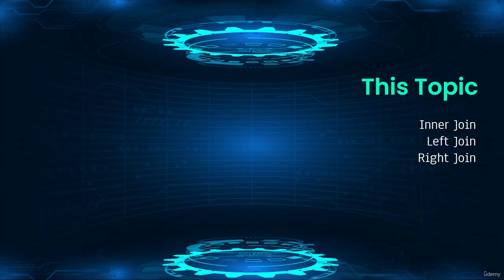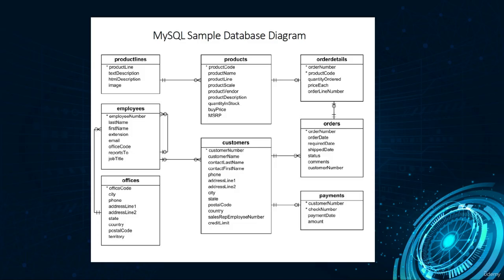Welcome back everyone. So this part of the course we will be looking at joins. We will look at how to join two or more tables together using a common identifying key, and we will cover these three types of joins: inner join, left join, and right join.